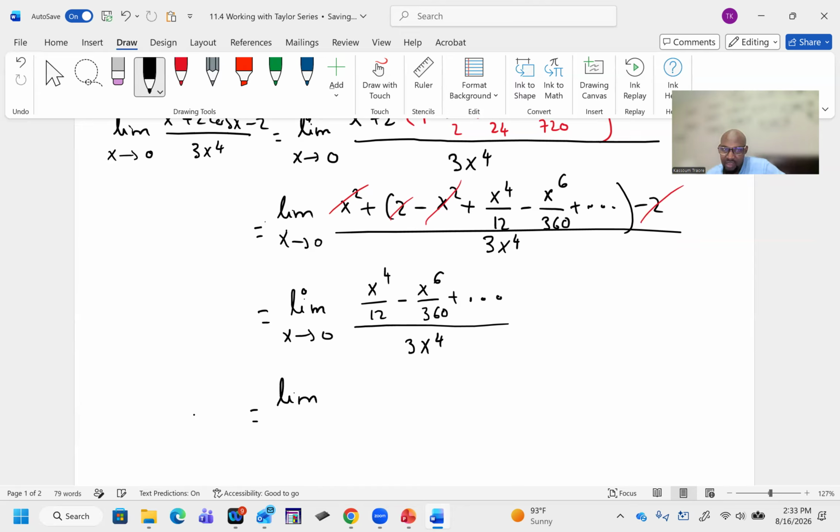The limit. So we'll have x to the power of 4 divided by 12 times 3, which is 36 x to the power of 4. So that will give us 1 over 36 minus x squared divided by 1080 plus, and the power will keep increasing. Do not forget as x approaches 0. So this limit will give me 1 over 36. And that's it.